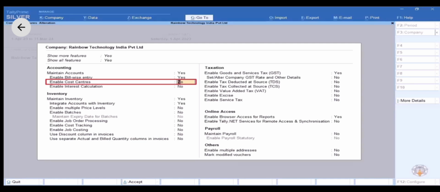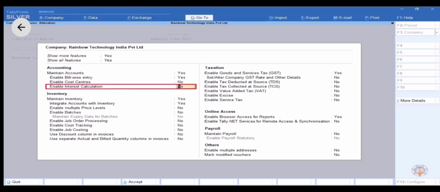Although cost center feature is not used in every business industry, according to the need of the business, if the revenue and expenses of a particular business unit is to be maintained, then this feature can be used.